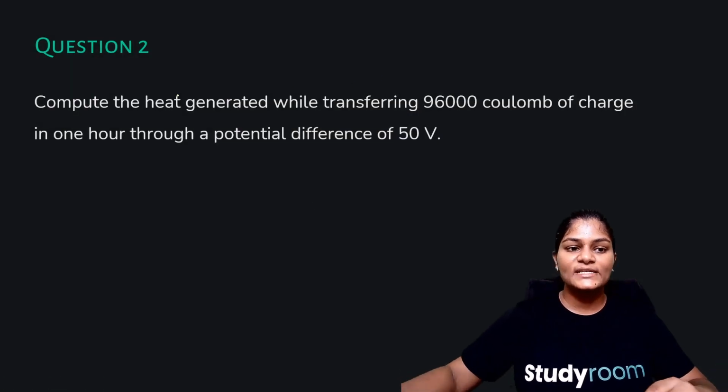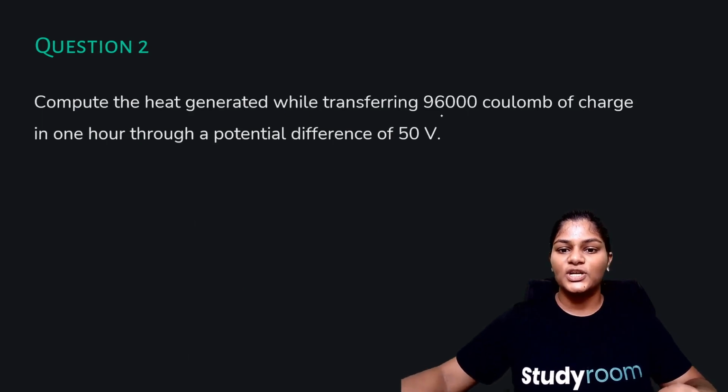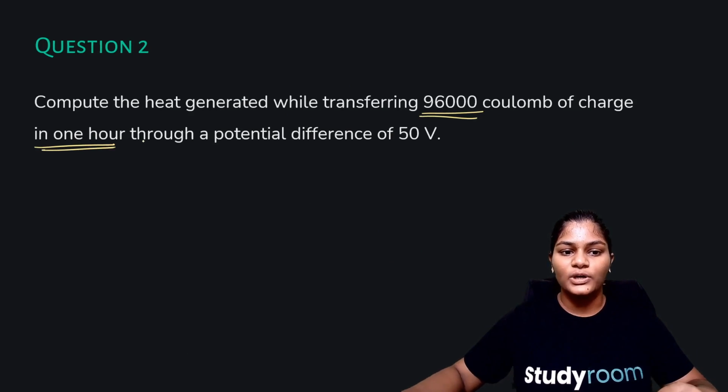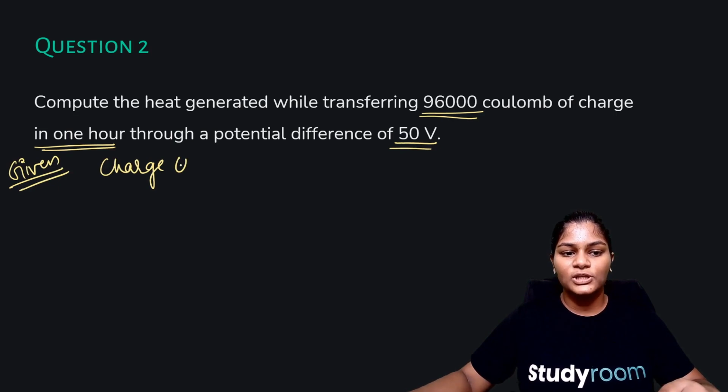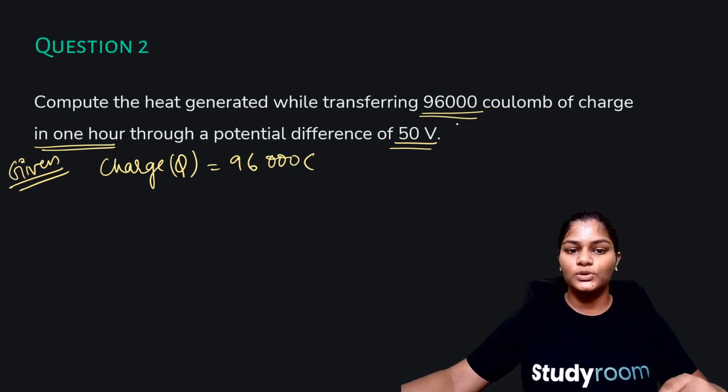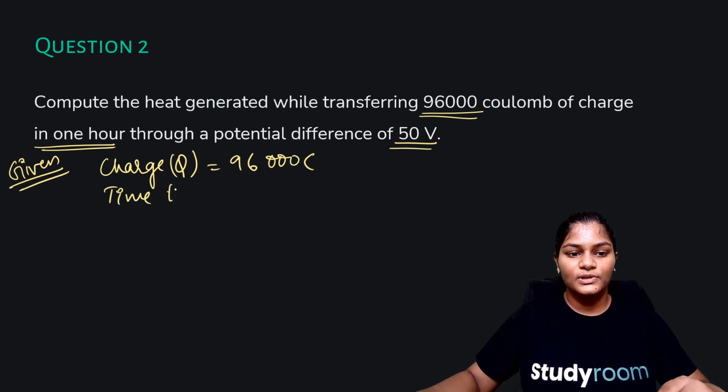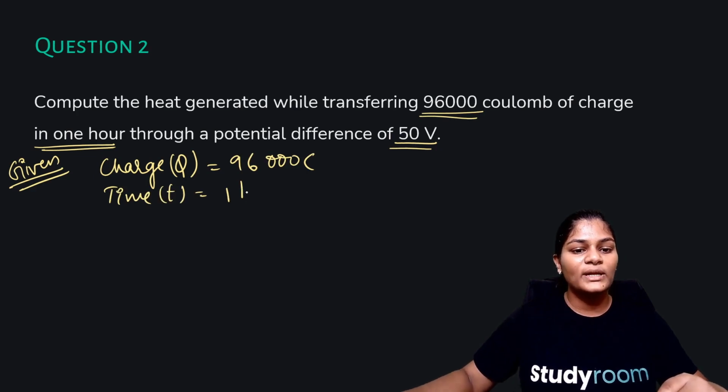So this question says, compute the heat generated while transferring 9000 coulomb of charge in 1 hour through a potential difference of 50 volts. Okay, as usual, we write what is given to us. We are given how many coulomb of charge? Charge, symbol Q, is 96,000. Wow, that's a lot of charge. 96,000 coulomb of charge, and then we are given time. T is given to us as 1 hour.